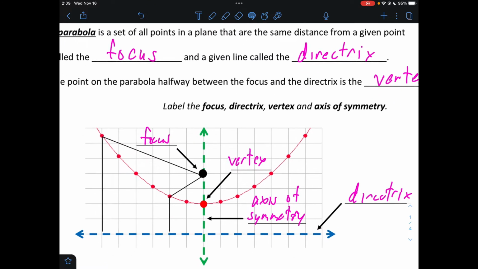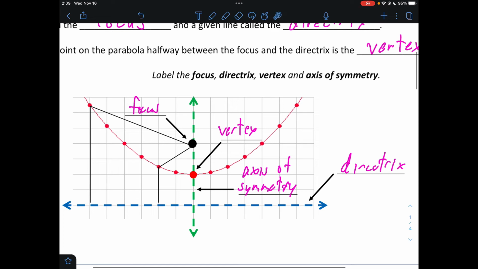So here's what they're all going to look like on a graph. Here's our actual parabola. The point here is the vertex. This is the focus. And this is the directrix. And the line that cuts the parabola in half is called your axis of symmetry.